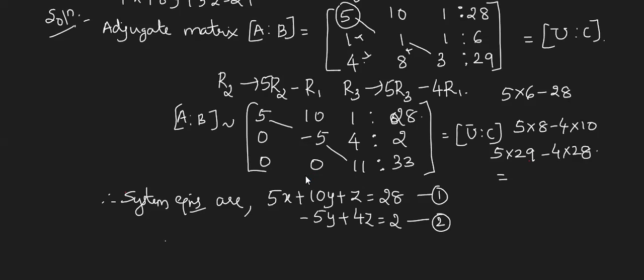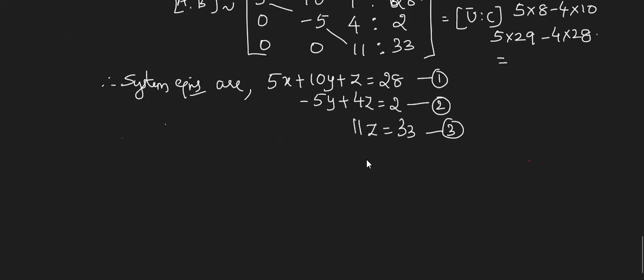Tell me how to write the third row. Only z. Very good. The coefficient of z is 11, and x and y are both 0. It is 11z equal to 33. You tell me how I can solve the further part. How easily can I solve by taking which equation? The third equation, isn't it?